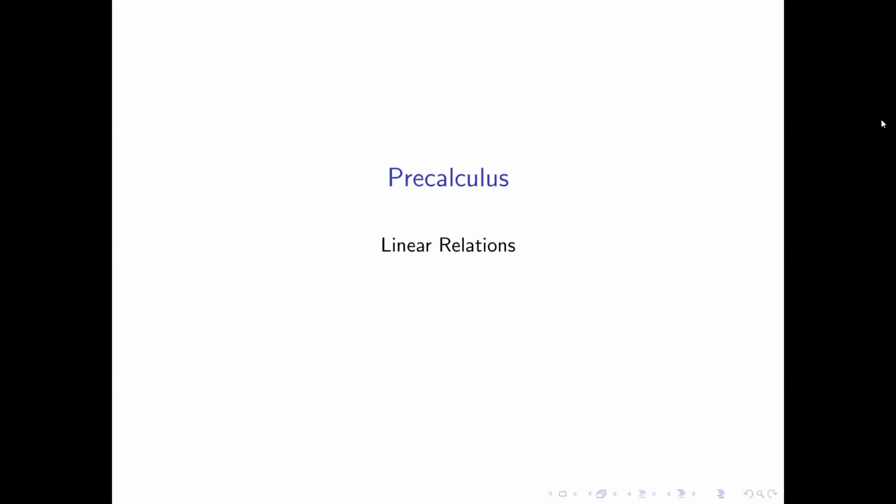We're going to begin our study of relations by looking at a familiar type of relation as a kind of warm-up, what we call a linear relation. The goal here is to illustrate our theme of multiple representations of relations.